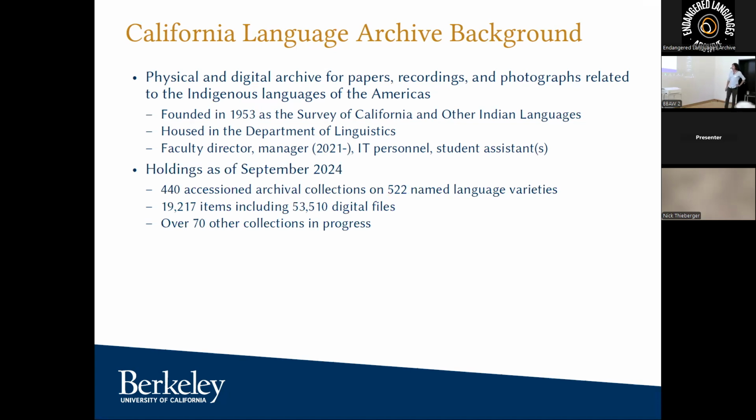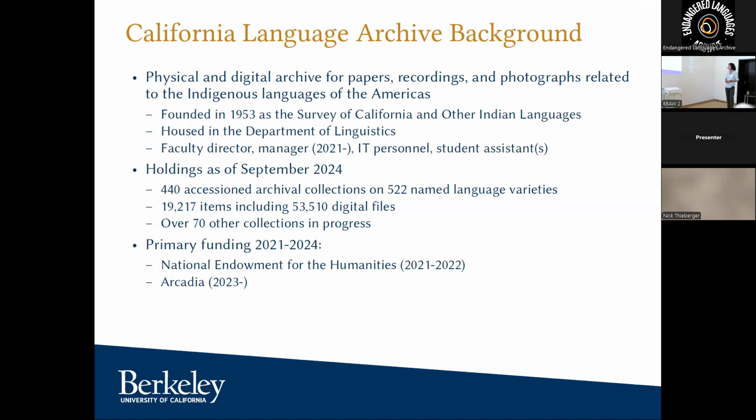As of this month, we hold 440 accessioned collections, representing over 500 language varieties. We do not have corpora, we have collections, and collections can be extremely wide-ranging in size. A collection might be 1 notebook with 1 tape, or it might be 5 filing cabinets that represent most of the work of a linguist over their career. That corresponds to almost 20,000 items in our catalog and over 53,000 digital files. And in addition, we have over 70 collections still in progress in one way or another. Currently, and most recently, we have received our primary funding from the National Endowment for the Humanities and Arcadia.